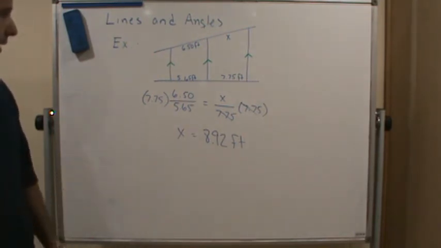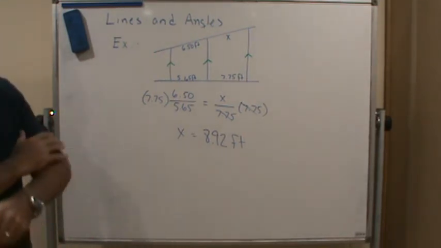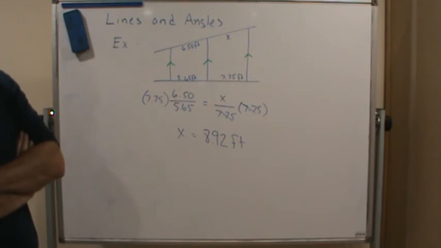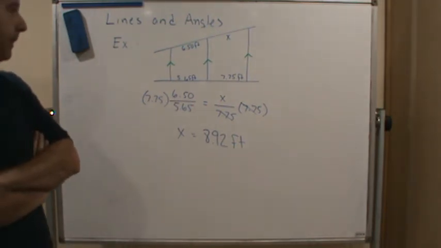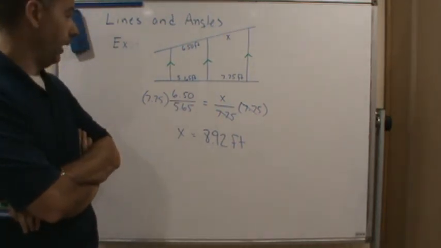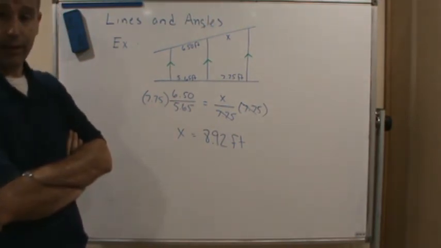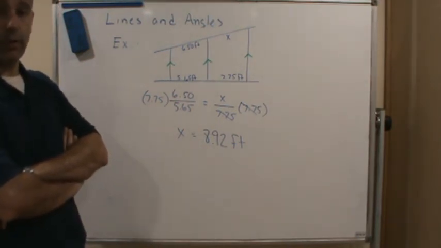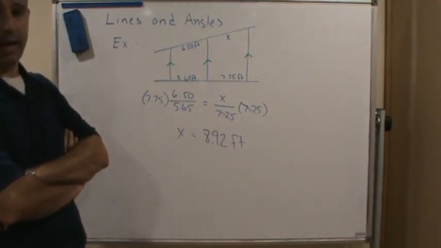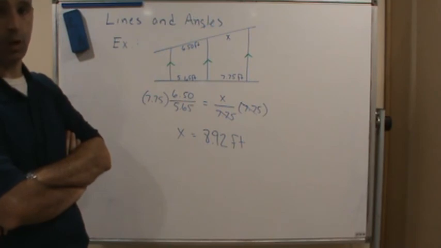And that's it. So that's an example of how we can use the information given to us and the information that we know, given that we know that we have parallel lines with transversals. So when we know that we have a transversal with parallel lines, we get a lot of information that we can use to help solve problems.